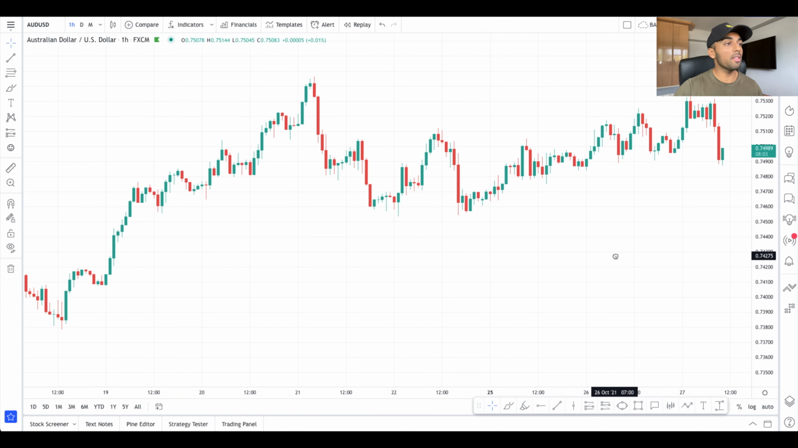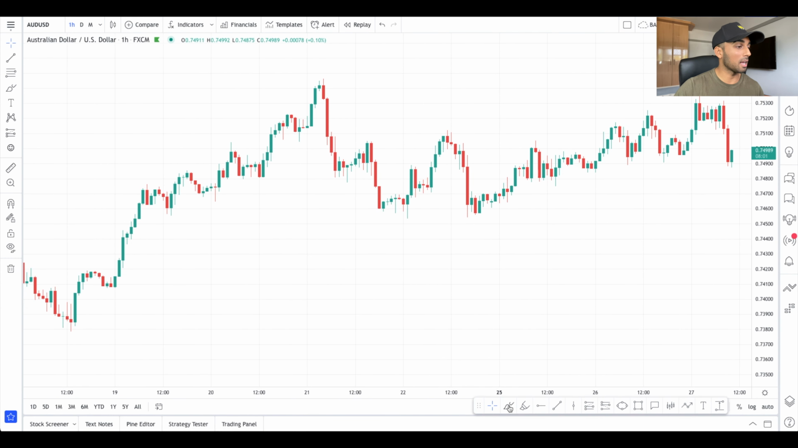Now, one of the other very, very famous types of candlestick in particular is known as the Marubozu. So the Marubozu is essentially a thick body. So we can have this as bullish or bearish.